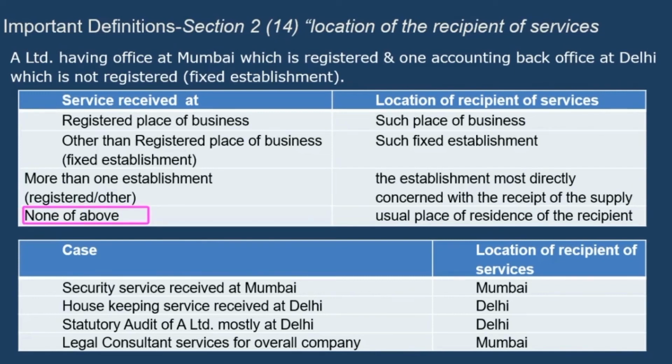It is the usual place of residence of the recipient. As per the definition, usual place of residence of recipient means, if it is an individual, where he is normally residing, and if it is non-individual, then it is the place where it is incorporated. So the registered, incorporated office of that company is in Mumbai. That is why it will be treated as the place of residence, and that will become the location of recipient of services.